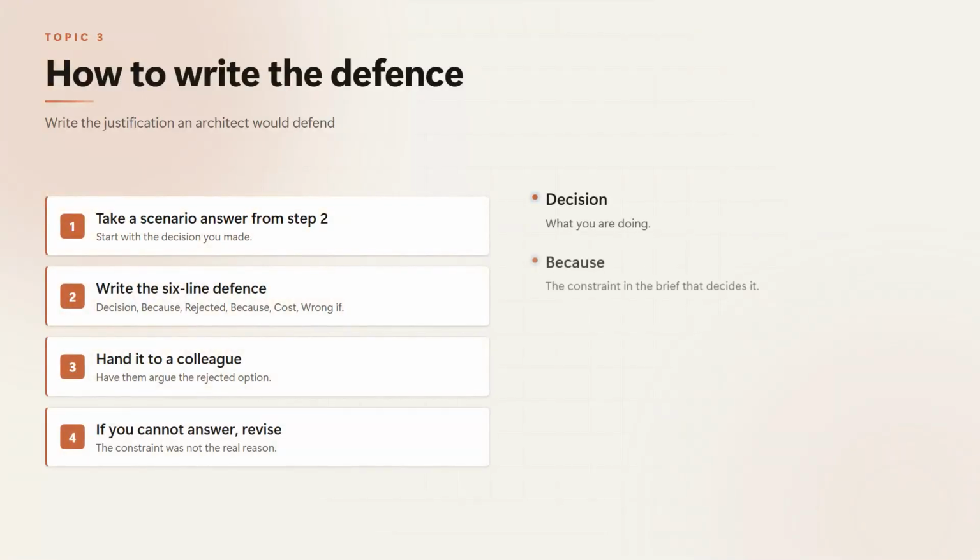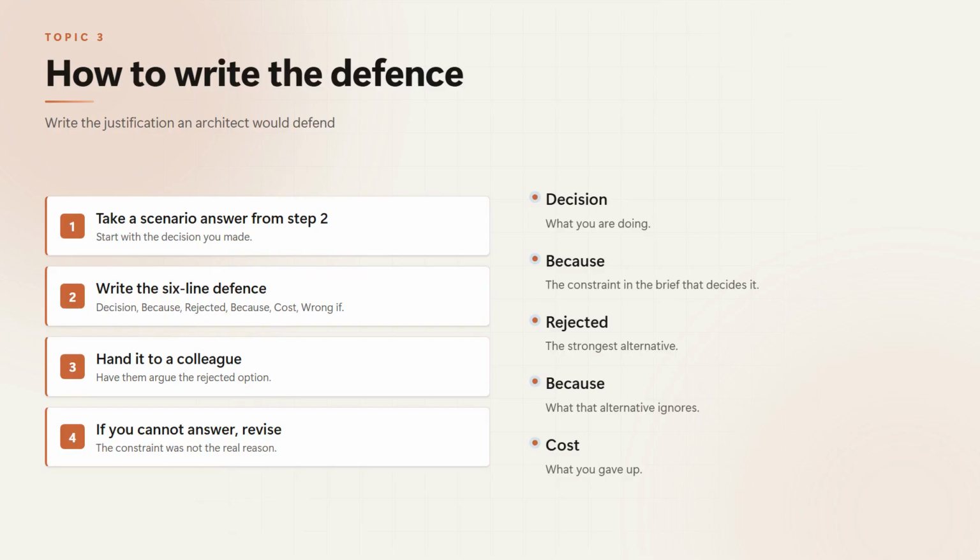Take one of your answers from step 2. Write it as a 6-line defense. Line 1, decision, what you are doing. Line 2, because, the constraint in the brief that decides it. Not a general principle, but a specific constraint like a refund is irreversible. Line 3, rejected, the strongest alternative, not a straw one. Line 4, because, what that alternative ignores. Line 5, cost, what you gave up, with a unit where possible: latency, tokens, an added failure mode. Line 6, wrong if, the fact that would change your mind. Then hand it to a colleague and have them argue the rejected option. If you cannot answer, the constraint was not the real reason.